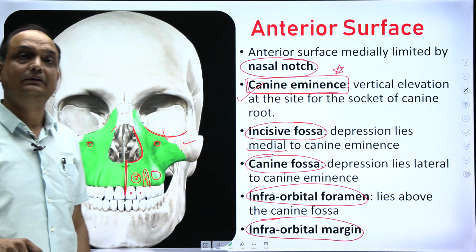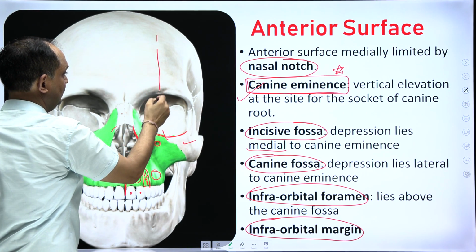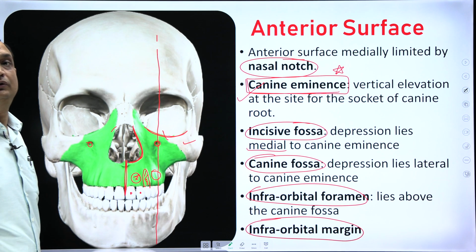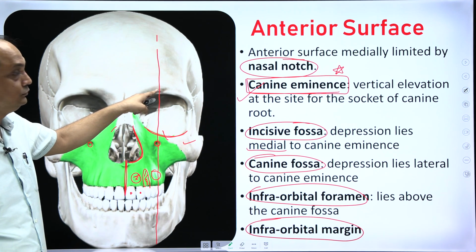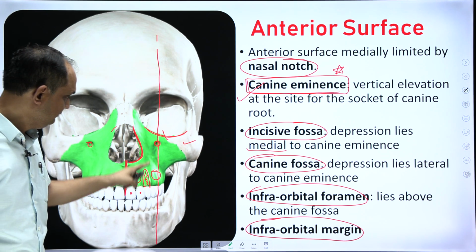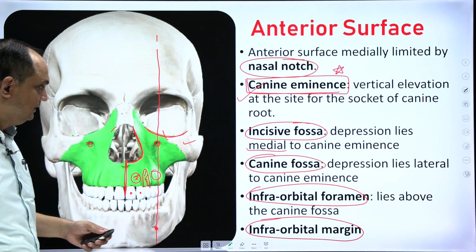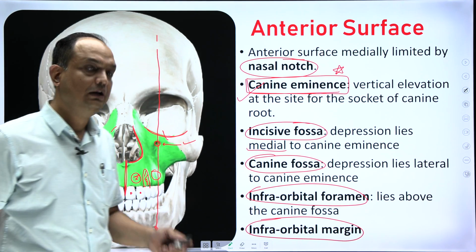Now dear student, there is a very important thing on the front of the face: if you draw a vertical line passing through the infraorbital foramen, the upper part of the line passes through the supraorbital foramen, and below, the line passes through the mental foramen. Clear? So this is the important landmark, the infraorbital foramen.